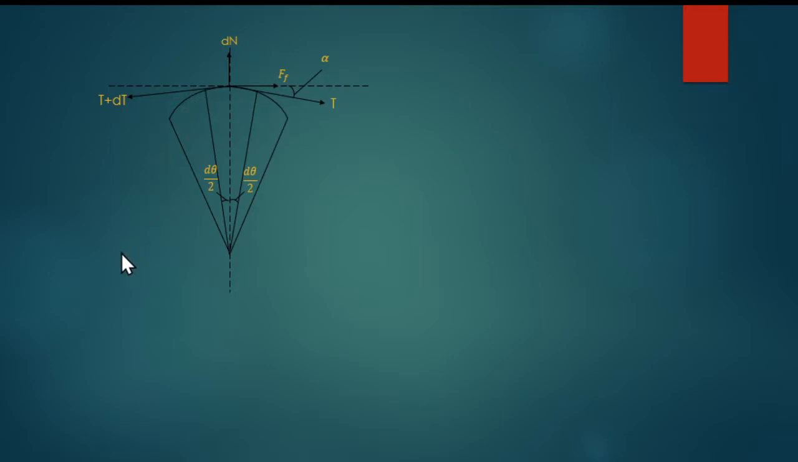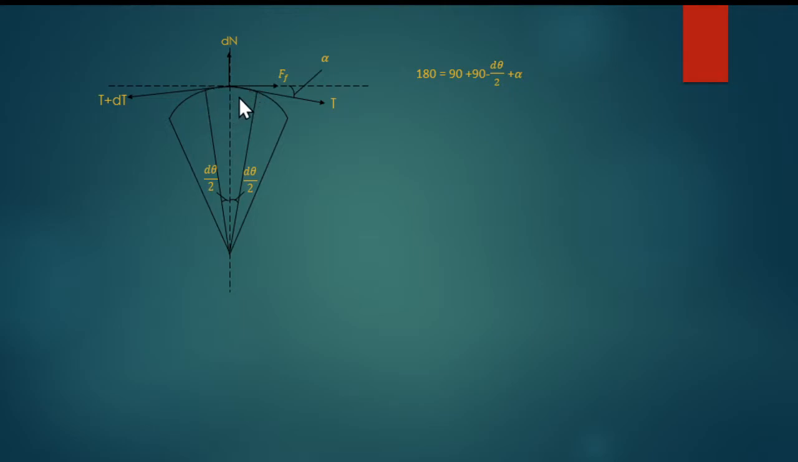Because there is a rotating motion of these pulleys, we have a differential normal force, and then there is also a frictional force. The magnitude and position of this tension will create an angle which is called alpha. If we determine this angle alpha, we have this equation.